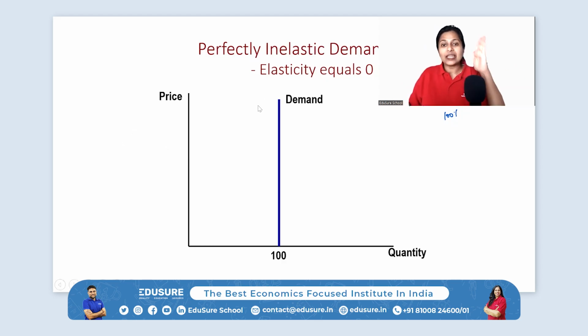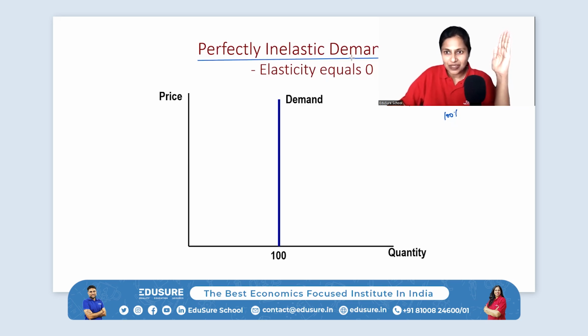Demand curve when it is vertical shows zero elasticity. Okay, no change in quantity for any change in price. So this vertical is perfectly inelastic demand. Perfectly inelastic demand, vertical. Got it? All right. Let's go to the next one. Any change in price, no change in demand.